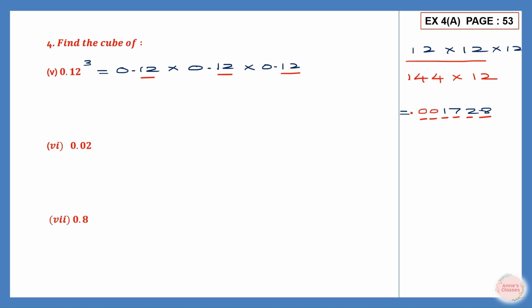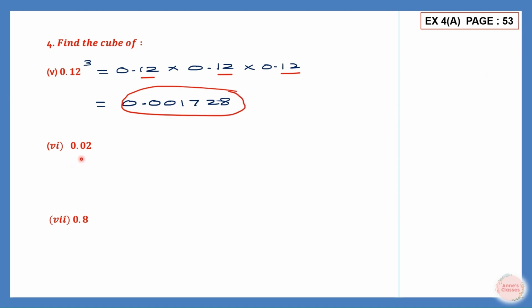So now what is our answer? Now here also, when there is no number before that, you can put a 0 before that. So what is your final answer? Our final answer, let's write it down here, is 0.001728. So this is the cube of 0.12.